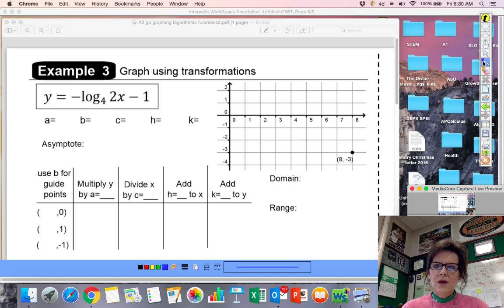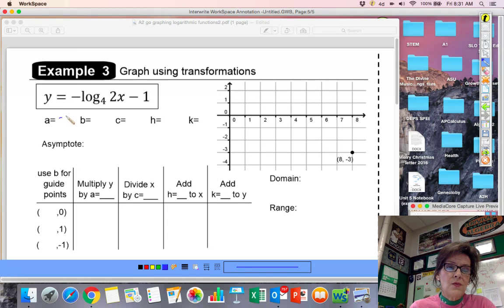All right, so our very last graph that we're going to look at today doesn't have all of the transformations, but it has a few. It does have a different one. Primarily this one, if we notice right away, we have a negative out front of the log word. So that means that our A value is -1. And I wonder what that's going to do. Our base is 4.